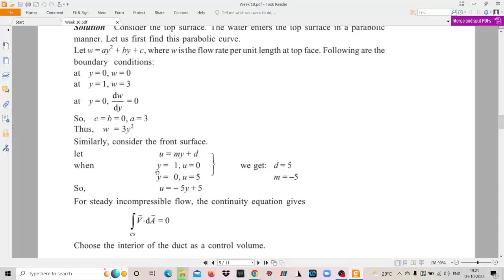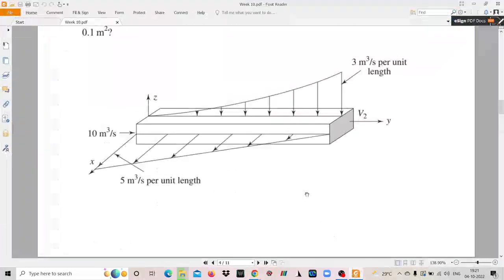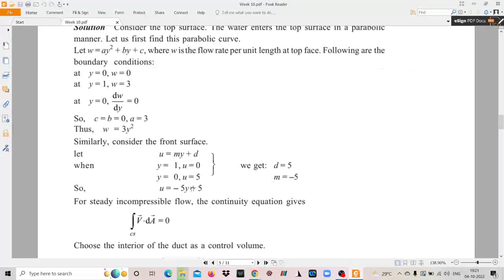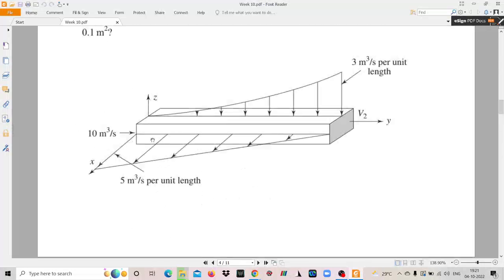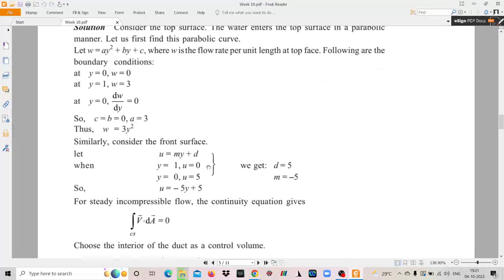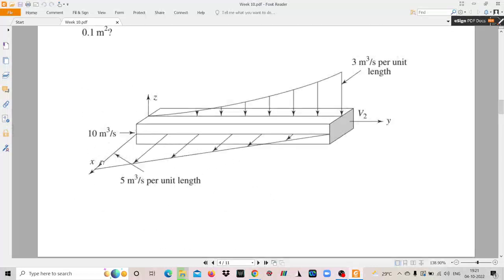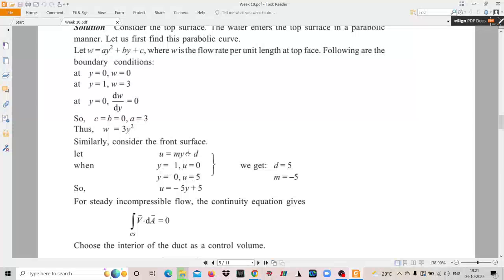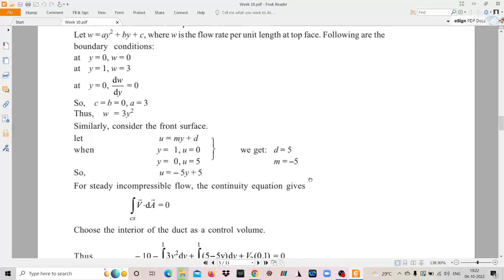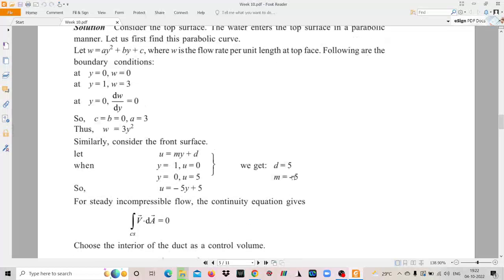Now if you consider the front face, which has a linear variation, let us say u is equal to my plus d. At y equal to 1, u equal to 0, and at y equal to 0, u equal to 5. So there are two unknowns and two equations, and we get d equal to 5, m equal to minus 5. So we have determined the mathematical form of the profiles through which the water is entering through the top face and by which the water is leaving the front face.